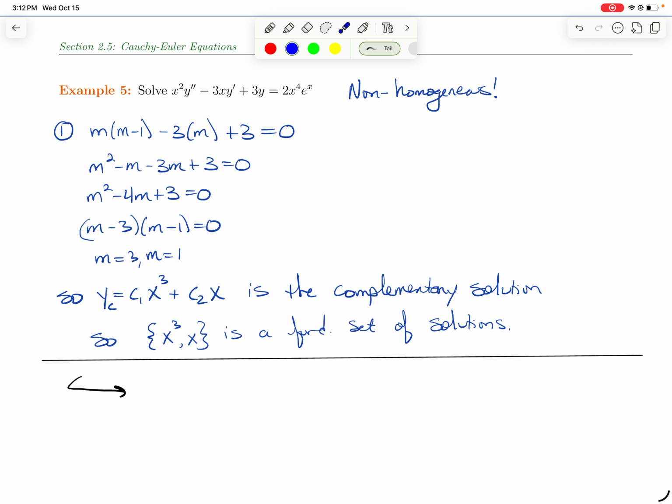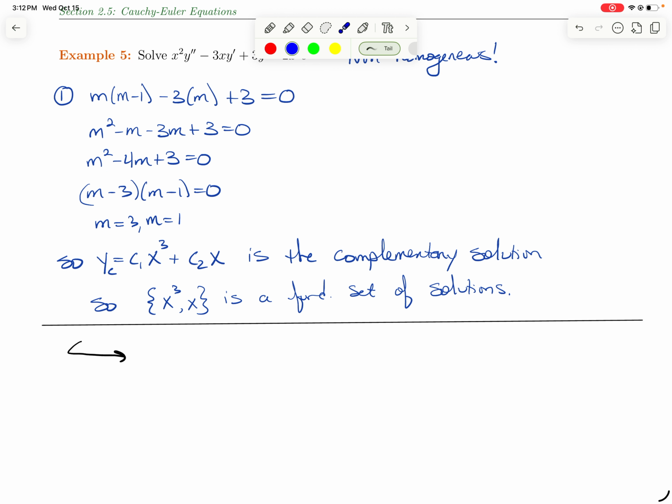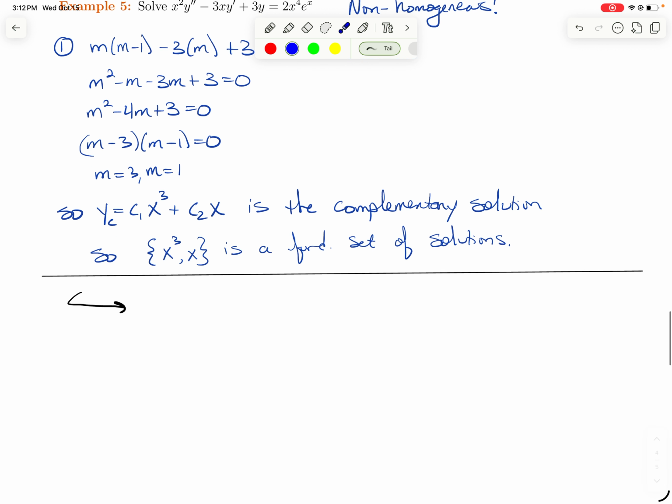I write down the characteristic equation, which is this, right? And I'm getting that from the second derivative is m minus 1, and then the minus 3m for the first derivative, and then just a constant of 3. Combine everything, factor, you get m is 3, m is 1, and so your complementary solution is c1x cubed, c2x, and of course your fundamental set of solutions is x cubed, x.